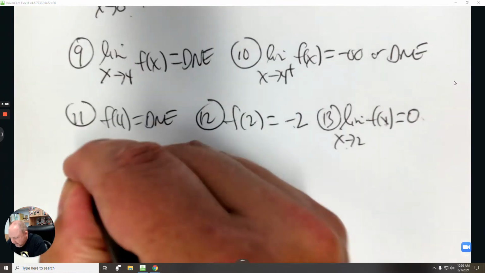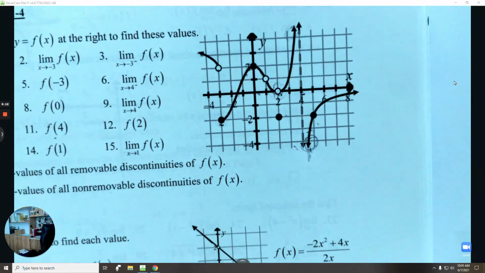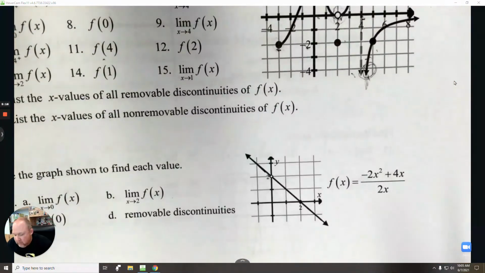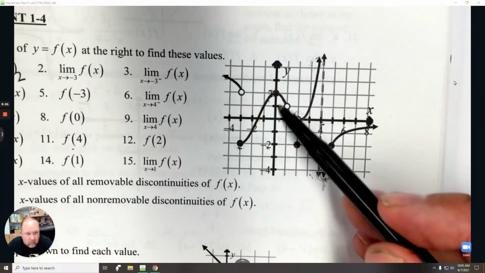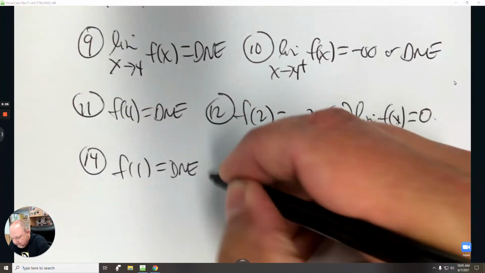14. The function value at 1. Oh, I went dark. So the function value at 1, here we are, there's 1. There is no function value. There's a hole, and there's no point above or below it. So it doesn't exist. It's undefined because it's a hole.